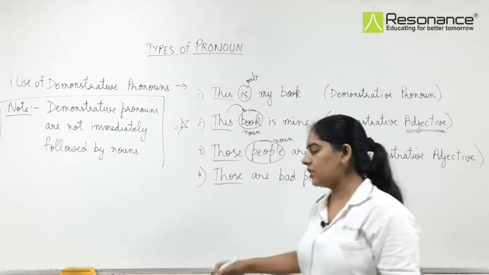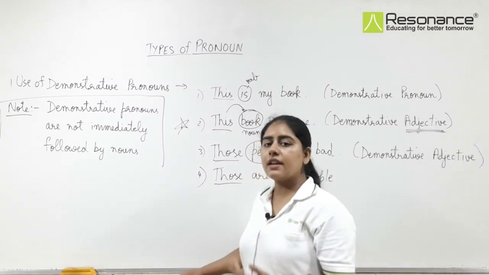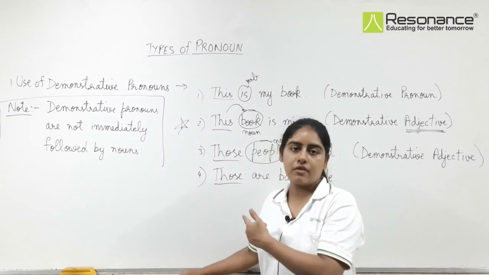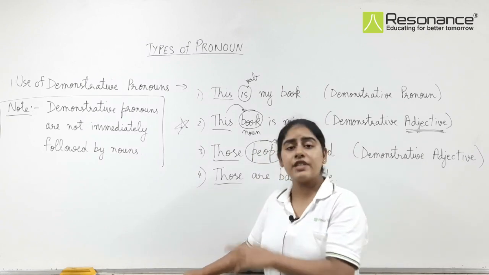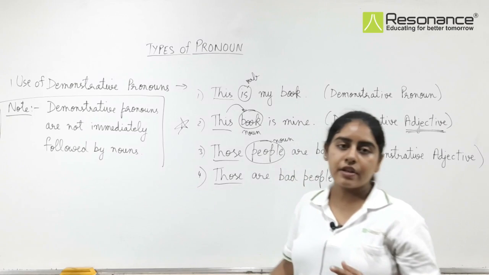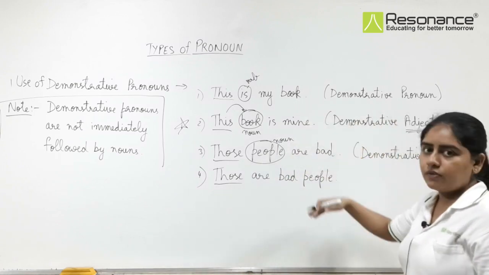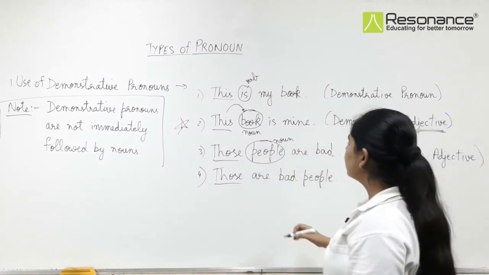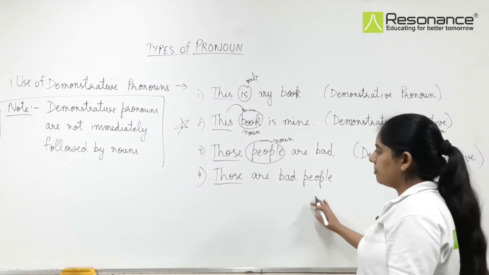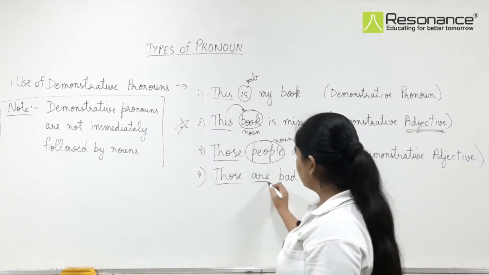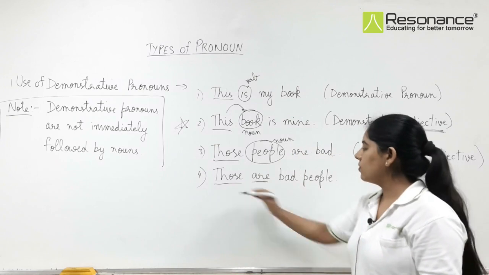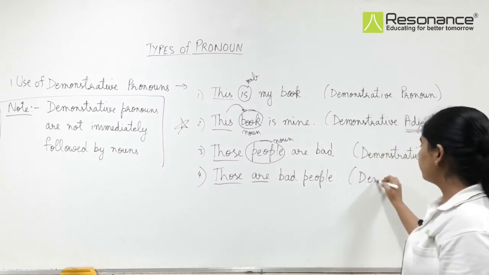Now when I am going to teach you chapter adjectives, in that case I am not going to repeat the same thing. Okay, वहाँ पे भी हम पढ़ेंगे demonstrative adjectives हैं, types of adjectives में, ठीक है. So I am explaining that over here only, understand the concept. Now the fourth sentence, those are bad people. Here are is not a noun, so here those is demonstrative pronoun.